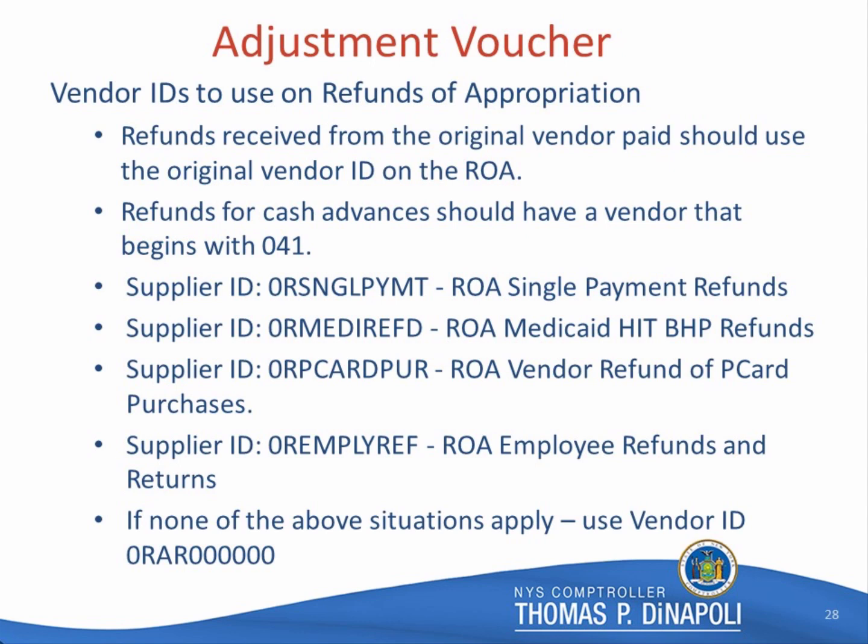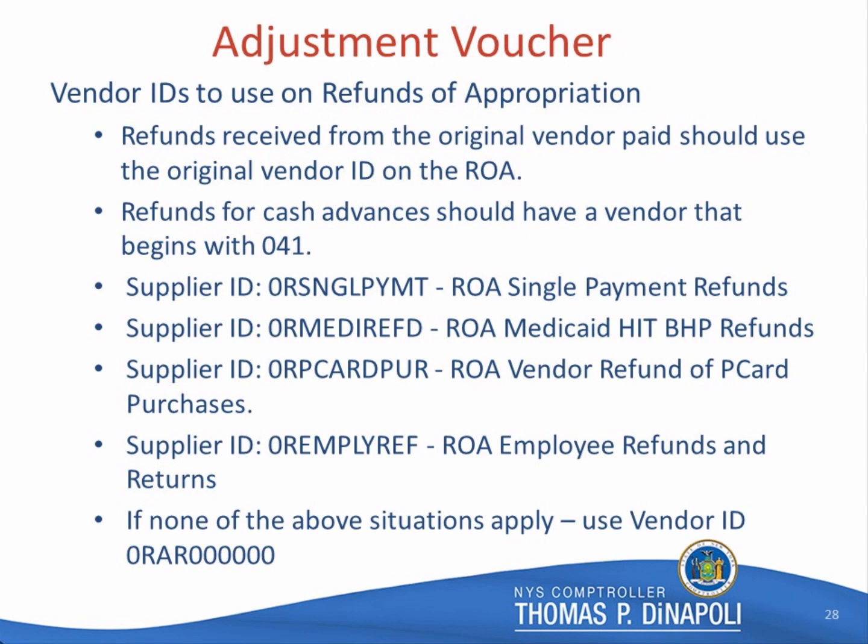With new guidance that was issued on October 1st, there are some new vendor IDs that should be used on ROAs. Generally, we would like to see the original vendor ID used on an ROA. For cash advances, a vendor ID that begins with 041 should be used. If the original vendor ID is unable to be used, we have a few new vendor IDs that can be used. There are those for single payment refunds. There are those for Medicaid, HIT, and BHP refunds.